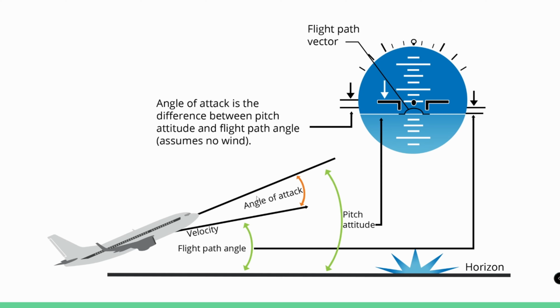Now the difference between the velocity and where the aircraft's pointed, that is also the angle of attack, because the velocity reversed is the relative wind, and that's your angle of attack.